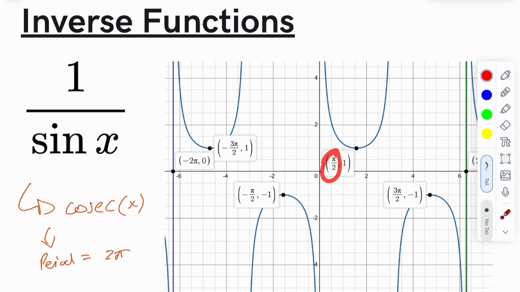Obviously when x equals pi over 2, y equals 1, and you can see the different points here, with the ranges between negative 1 and 1 again.